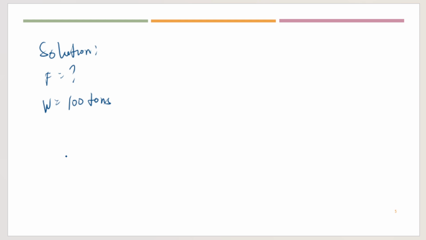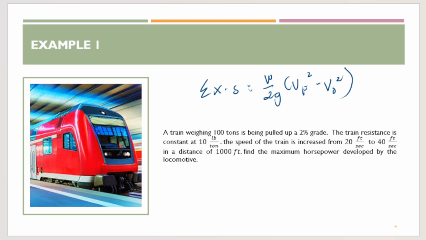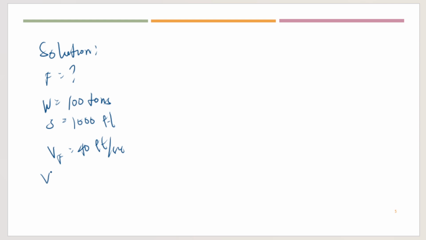There is more written here. We have a distance of 1,000 feet, which looks like the displacement. We also have the velocities: V final is 40 feet per second, stated in the problem, and V initial is 20 feet per second. The speed increased from 20 to 40, as written in the problem. So our initial is 20 feet per second.